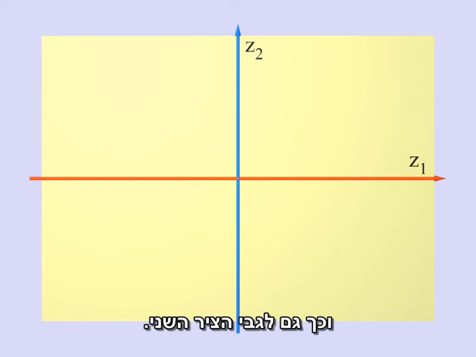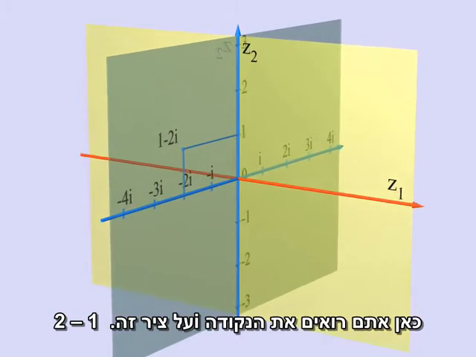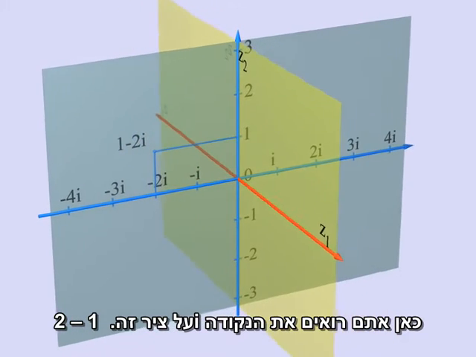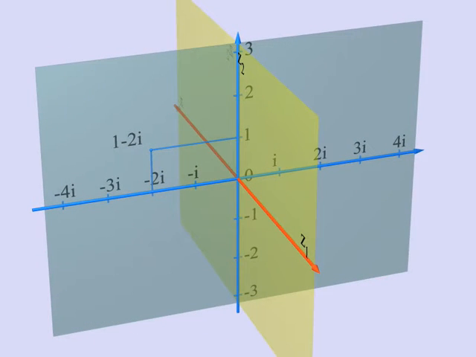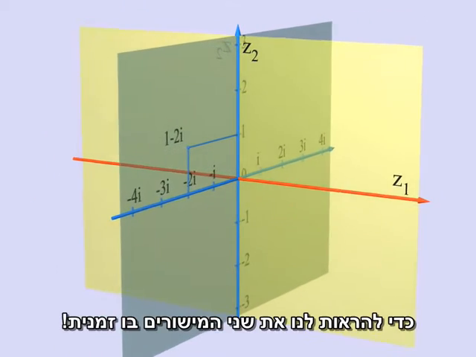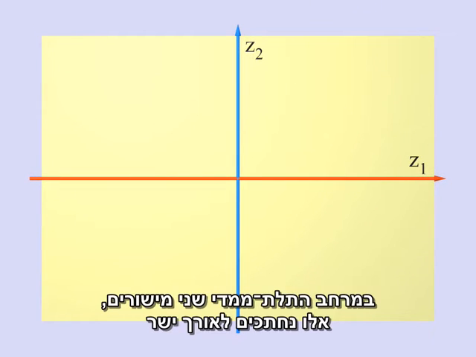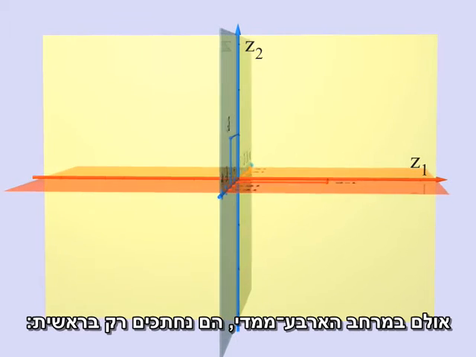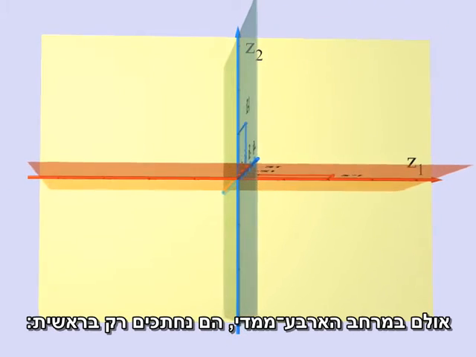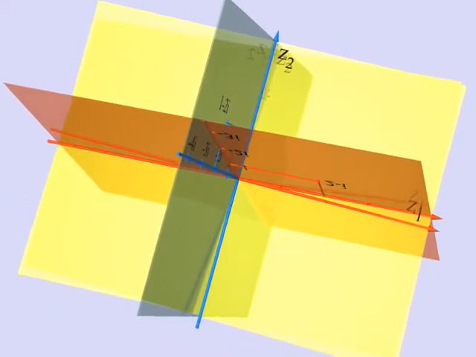The same is true for the other axis, the y-axis. Here we can see the point 1 minus 2i on this axis. Now our whiteboard is magical, but not enough to be able to show us the two planes simultaneously. If we try to depict them in three-dimensional space, they will intersect along a line, but in four-dimensional space, they intersect only at the origin. After all, they are axes.